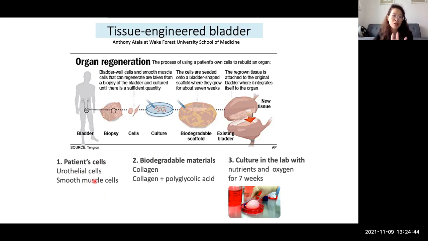So they need muscle to control the contraction. And yeah, so this is the cells part. For the biomaterials, they use both natural material, which is collagen, and they have the second recipe, which is collagen combined with the polyglycolic acid. So they make like a dome shape, you will see here at the bottom of the slide. And also when they put the cells and scaffold together, they grow in the culture media for 7 weeks to make sure that everything attached to each other, and take this to the operating room.